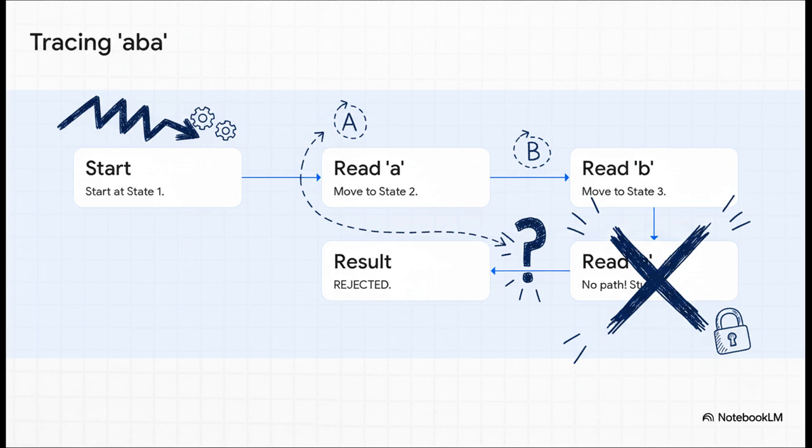But wait, hang on, we're not done with the word yet. The last letter is an A. We're sitting in state 3, and we look around. There's no path for A. The machine is stuck. It has nowhere to go.